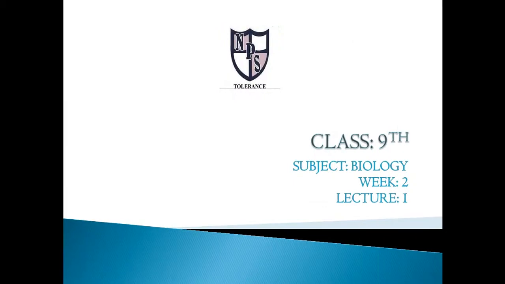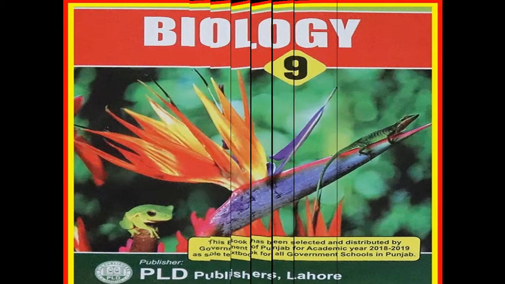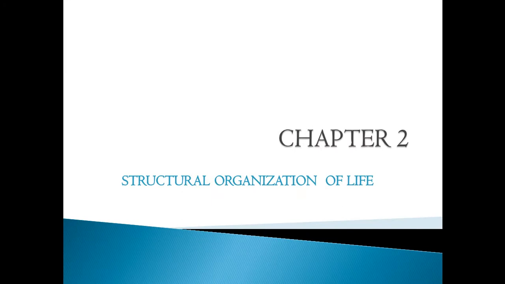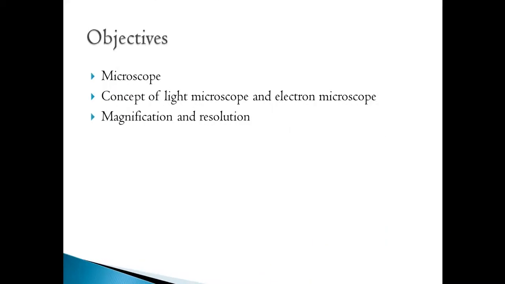Now this is class 9th, subject biology, week 2 and lecture 1. We are going to start our chapter number 2, that is structural organization of life. Here are the objectives that we are going to study. Number 1, microscope. Number 2, concept of light microscope and electron microscope. And third one is magnification and resolution.